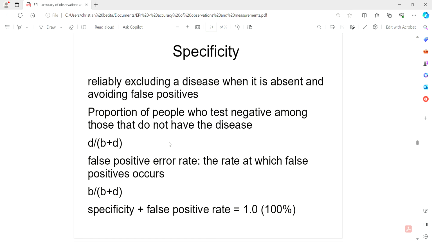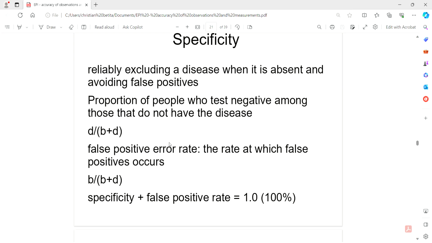Specificity is reliably excluding a disease when it is absent and avoiding false positives. This is the proportion of people who test negative among those that do not have the disease. It is given by the formula D over B plus D. And the false positive error rate is the rate at which false positives occur, or B over B plus D. Specificity plus false positive rate will be equal to 1 or 100%.